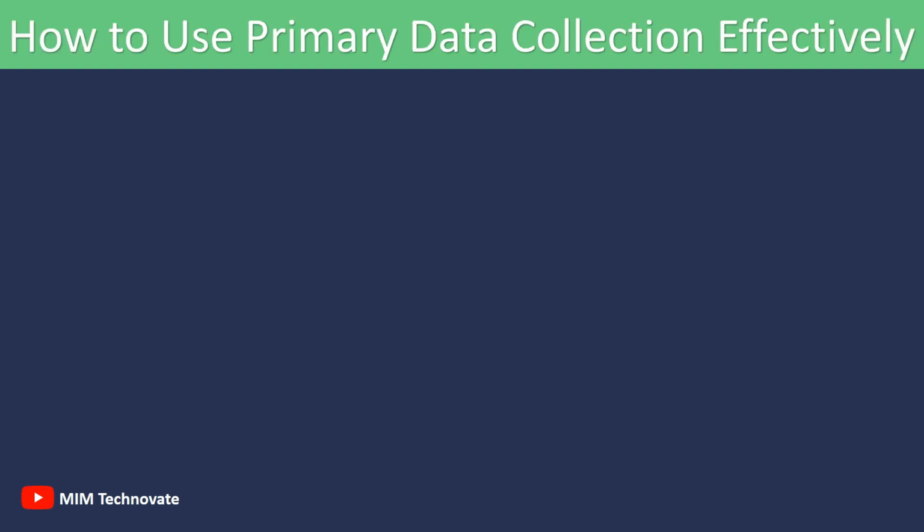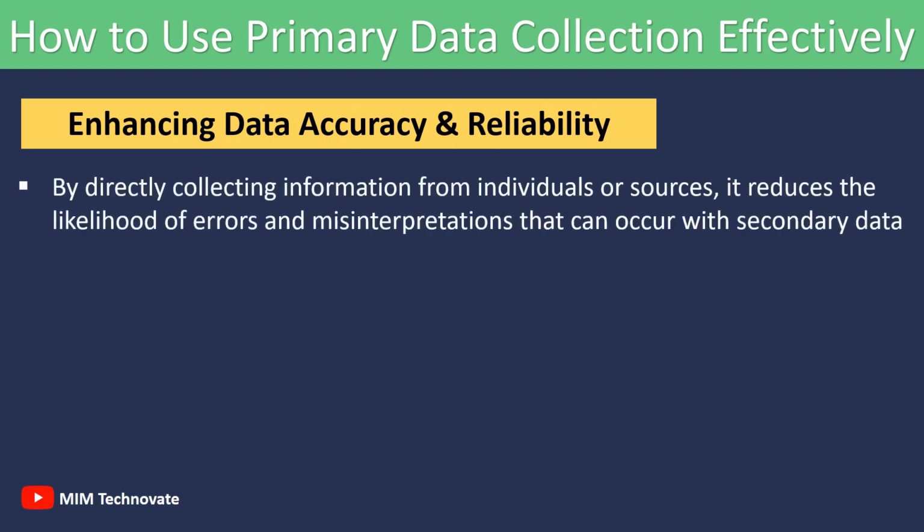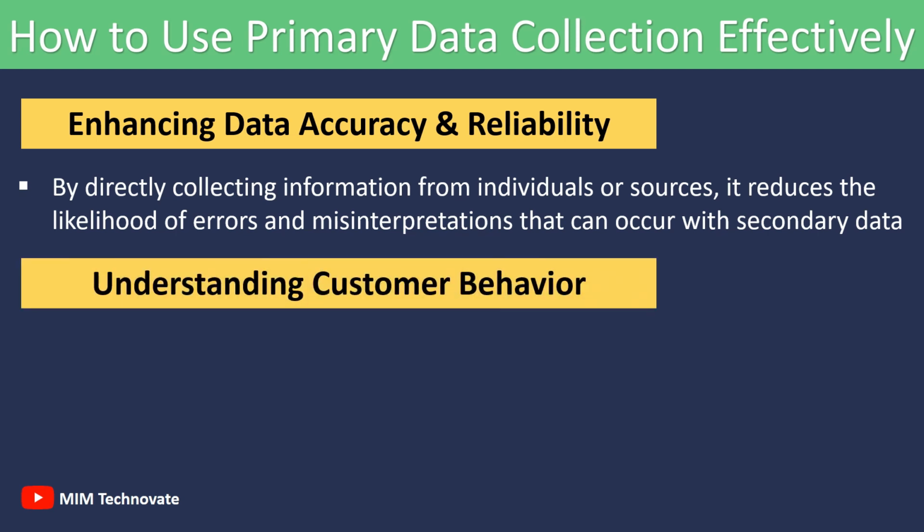How to use primary data collection effectively? Enhancing data accuracy and reliability. Primary data collection plays an important role in enhancing the accuracy and reliability of research. By directly collecting information from individuals or sources, it reduces the likelihood of errors and misinterpretations that can occur with secondary data.